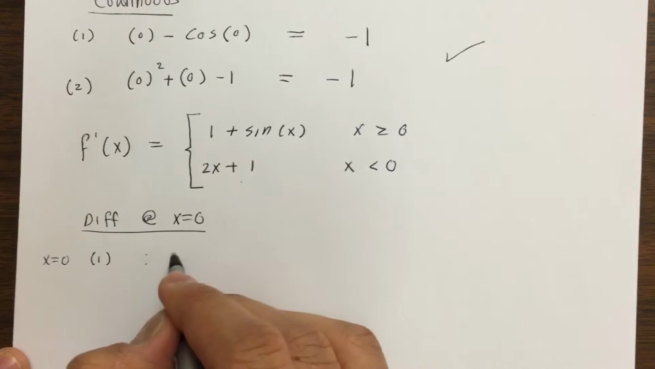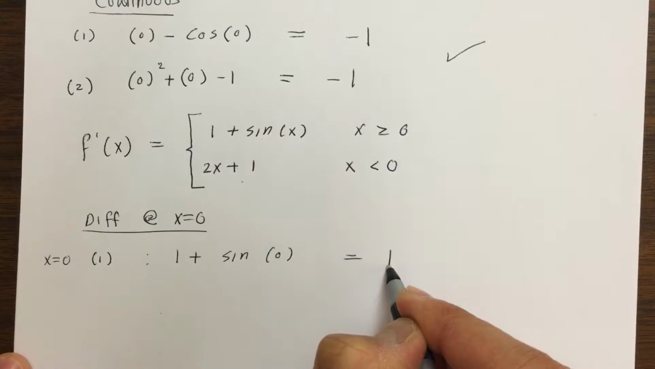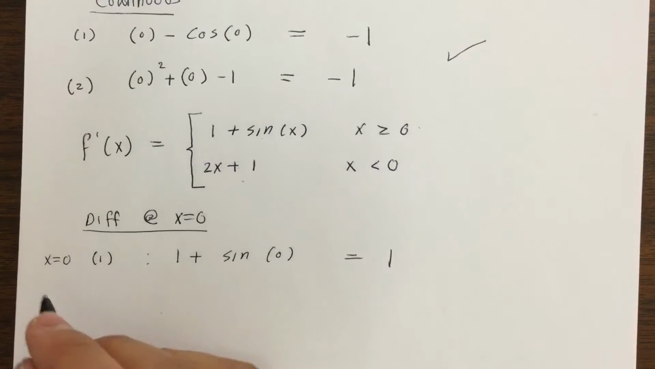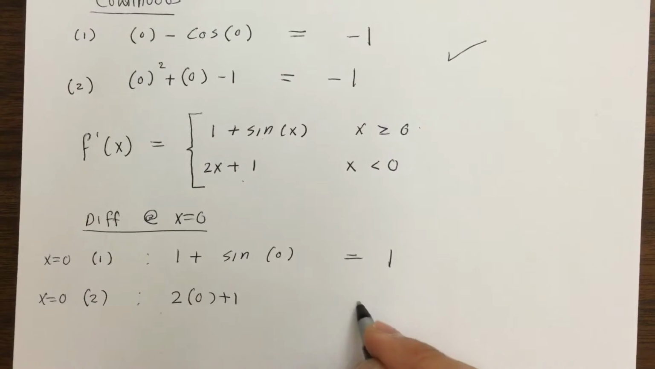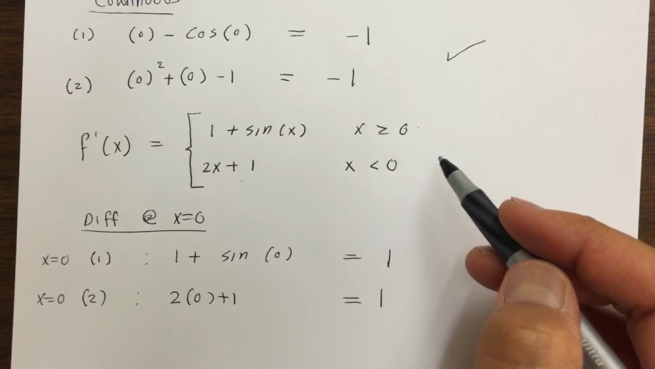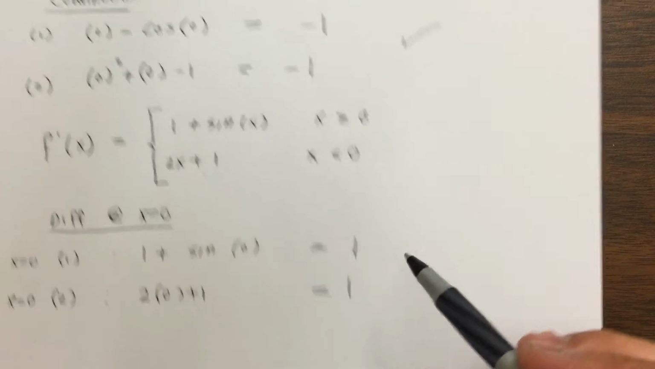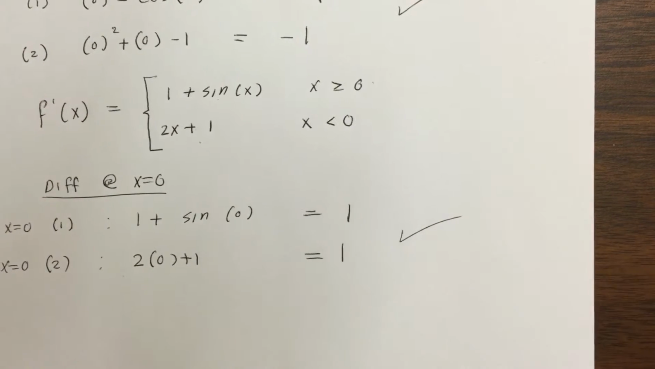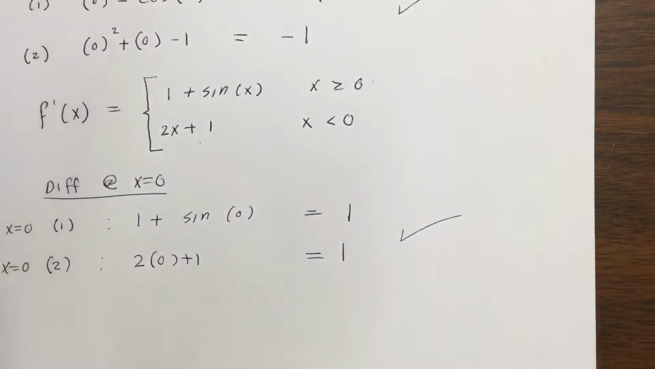For the first piece, when you plug in 0, you get 1. So the derivative at 0 is 1 for the first piece. And the derivative is also equal to 1 for the second piece. So it is differentiable at 0. Therefore, this function is both continuous and differentiable because they both pass. So we would choose option A, because option A says continuous and differentiable.